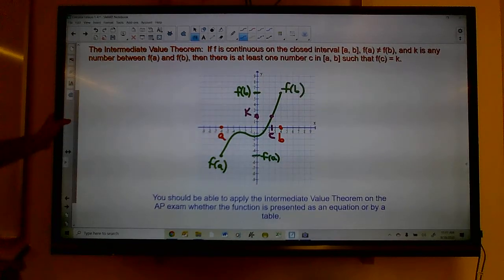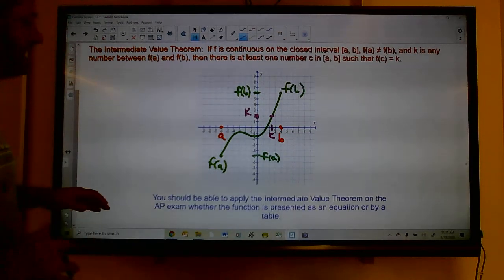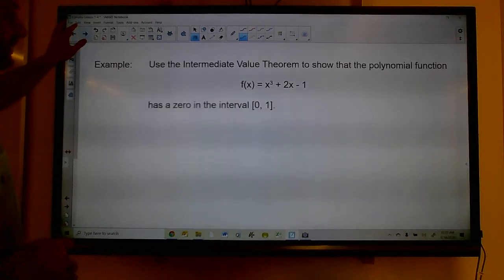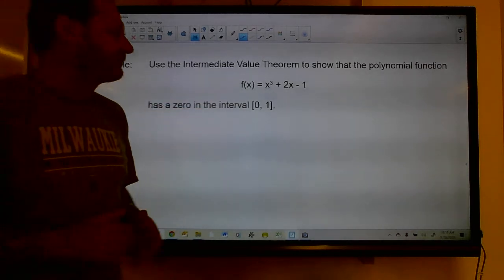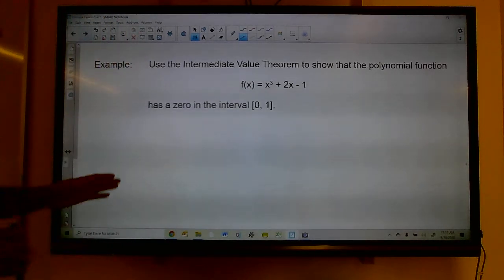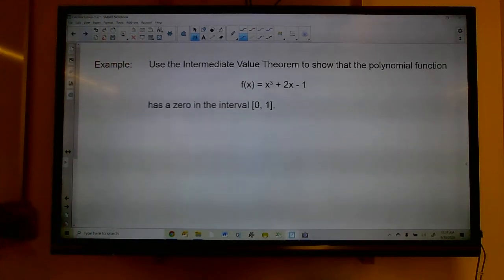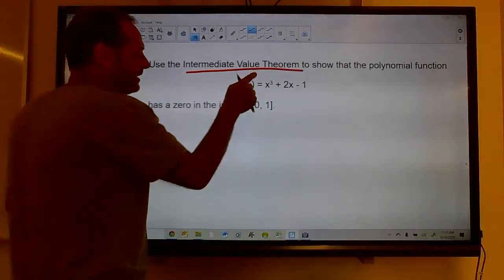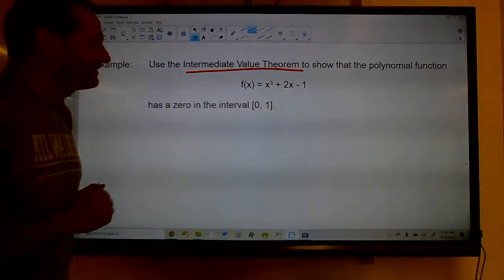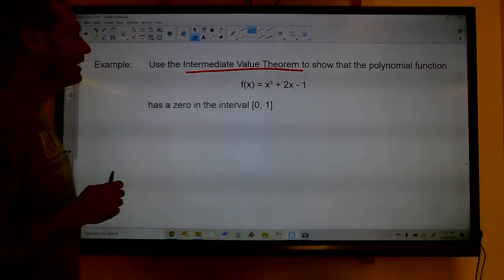So you should be able to apply the intermediate value theorem on the AP exam whether the function is presented as an equation or as a table. All right, so one kind of easy example of this is something like this. Use the intermediate value theorem to show that the polynomial function f of x equals x cubed plus 2x minus 1 has a 0 on the interval between 0 and 1. So you're going to use this theorem to show that this function has to cross the x-axis between 0 and 1. All right, so how do you do that?